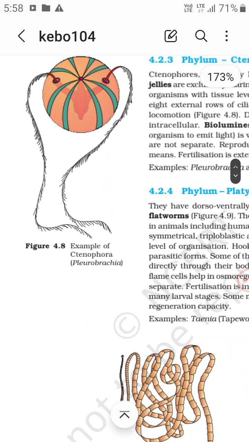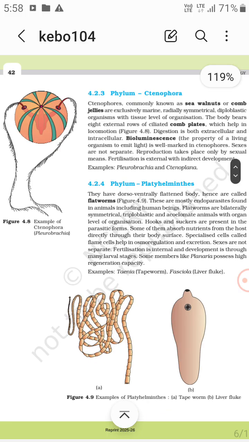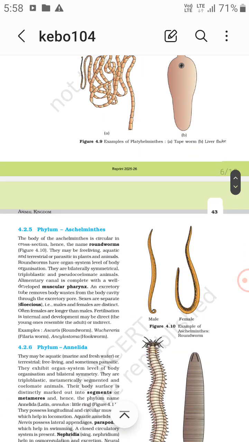And this was Coelenterata, Ctenophora, that is Pleurobrachia, Ctenoplana and Pleurobrachia. Diagram is of Pleurobrachia.